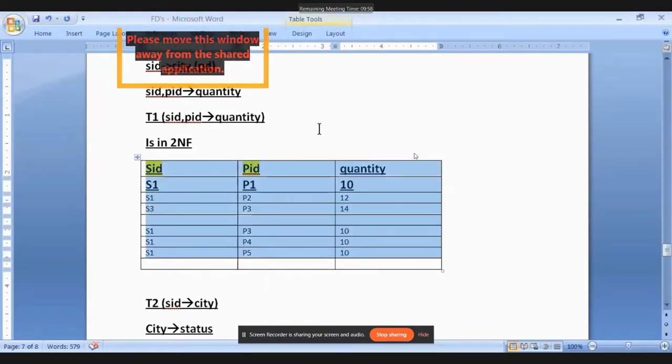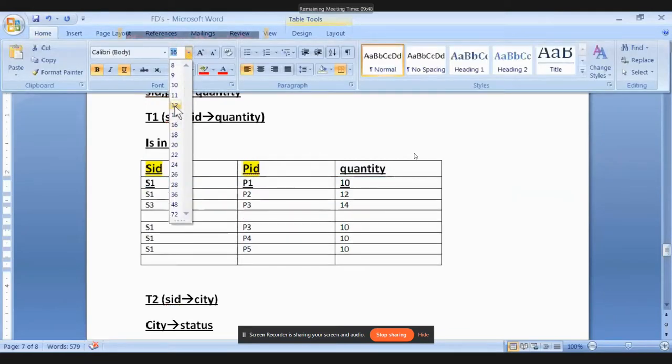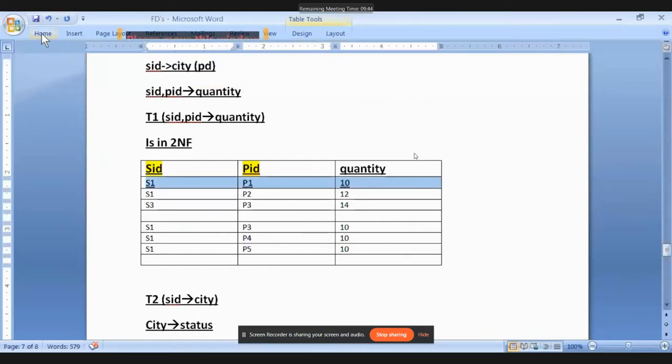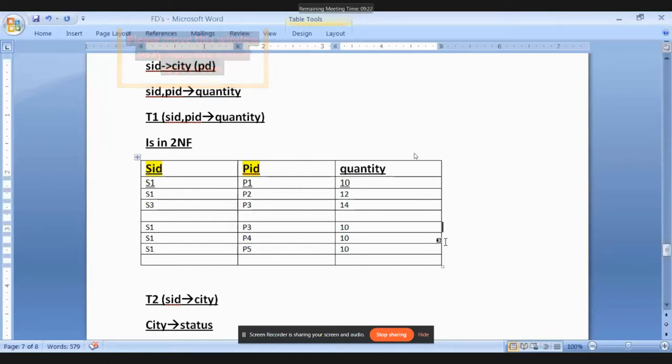Does T1 have any redundant information, unnecessary information? S1, S1, S1, S1, S1. So many repetitions are there, ten, ten repetitions. But in T1, SID and PID combined are the candidate key. So that's why it's not redundant.